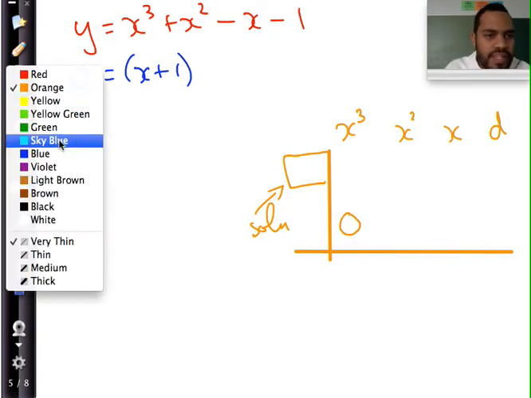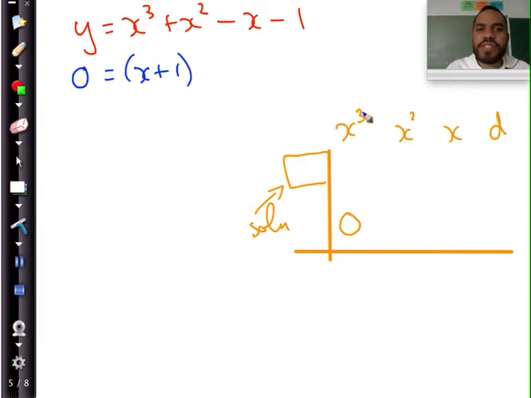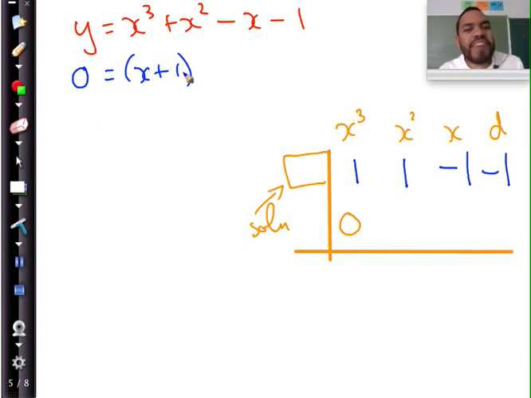Once you have that structure for your setup, insert the coefficients below. The coefficient of x cubed is 1. The coefficient of x squared is 1. The coefficient of x is -1, and the constant term is -1. The solution must go here. As you know that x plus 1 is a factor, the solution is x equals -1, so I'm going to put the -1 there. Are you guys all with me now?